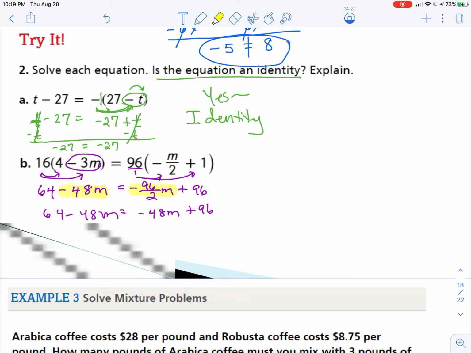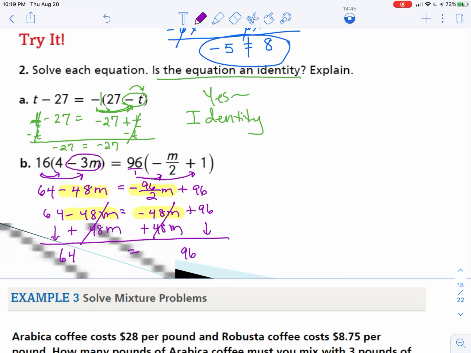Okay, now is where I'm going to put my m terms together. I'm going to add 48m to this side. That's going to eliminate it here. I'm going to add 48m to this side. Look what's going to happen. I'm going to draw my line under here. What I have left is 64 equals 96.